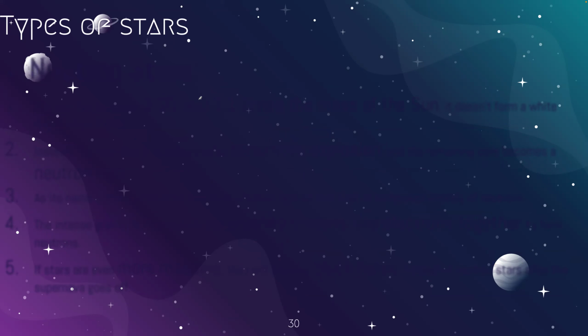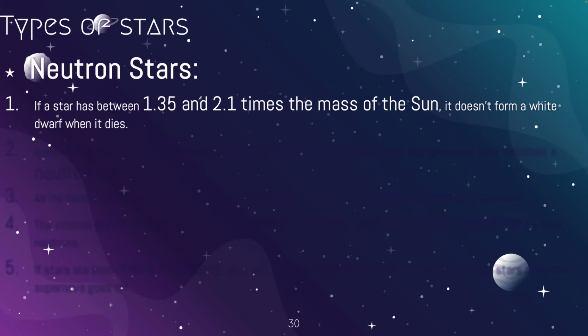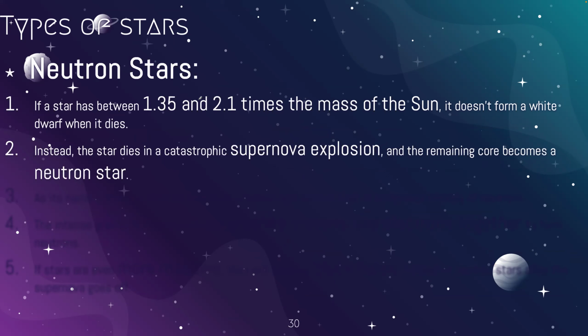So let's talk about neutron stars. If a star has between 1.35 and 2.1 times the mass of the sun, it does not form a white dwarf when it dies. Instead, the star dies in a catastrophic supernova explosion, and the remaining core becomes a neutron star. So what happens is, if the star is a medium-sized or small-sized star, the core remains as a white dwarf. Okay. But what if the star's core is very big?